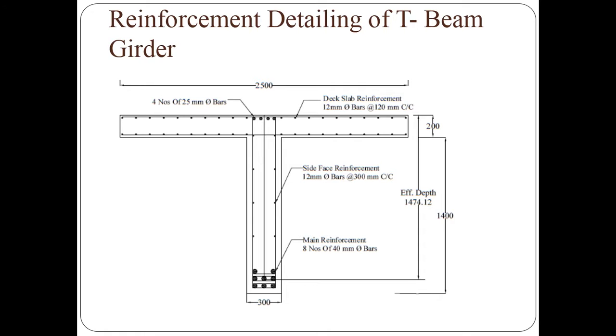This is the reinforcement detailing of the T-beam girder. Side face reinforcement 12 mm dia bar at 300 mm. Deck slab of 12 mm dia bar at 120 mm center to center. Top 4 numbers of 25 mm dia bars, and bottom tension reinforcement are 8 numbers of 40 mm dia bars, and stirrups are 12 mm stirrups.